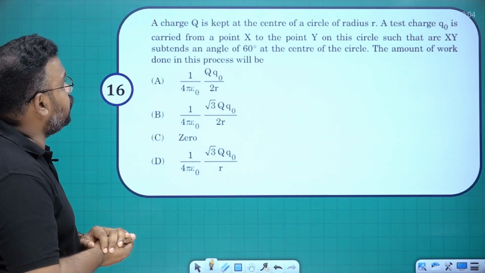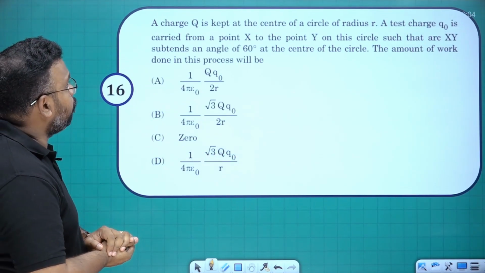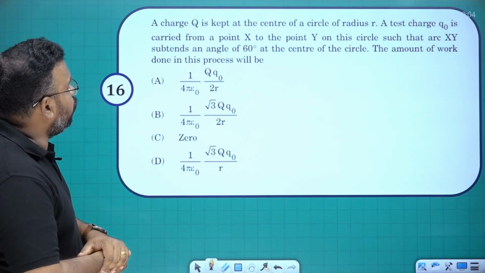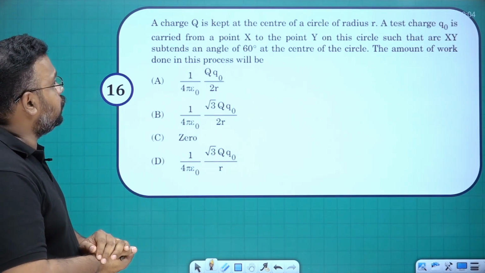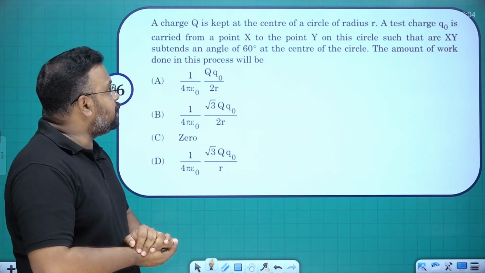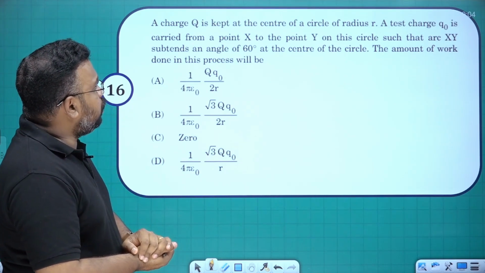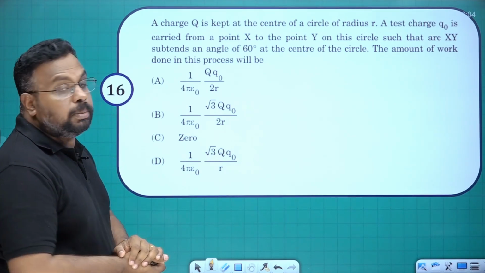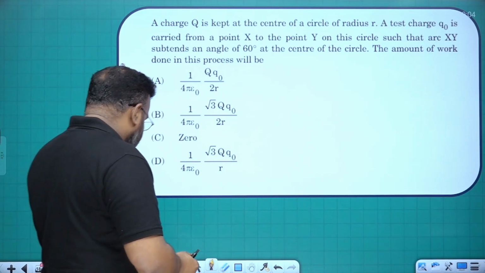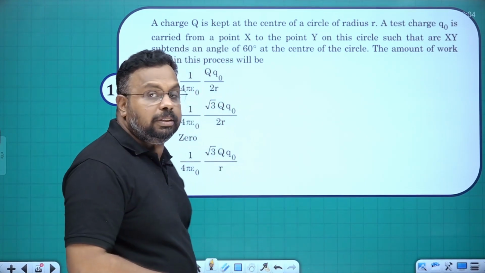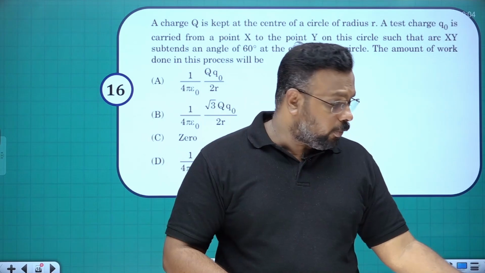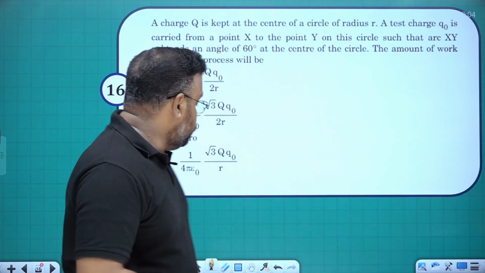Question number 16 now. A charge Q is kept at the center of a circle of radius r. A test charge Q0 is carried from point X to the point Y on the circle such that XY subtends an angle of 60 degree at the center of the circle. The amount of work done in this process will be. The question looks a bit complicated, but this is actually very easy. Very simple question. Listen.